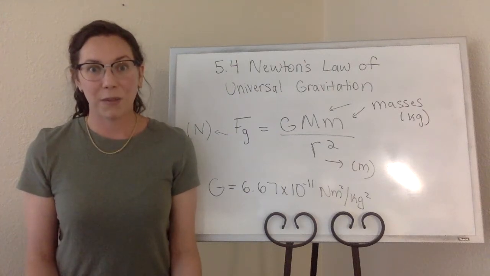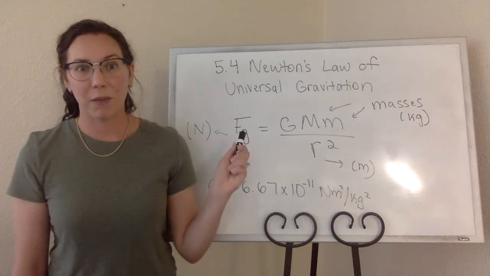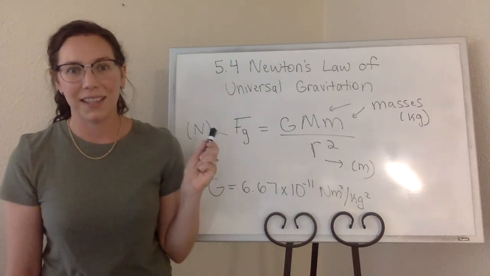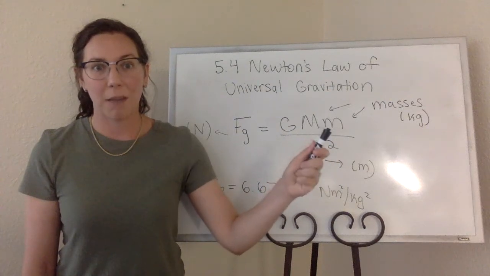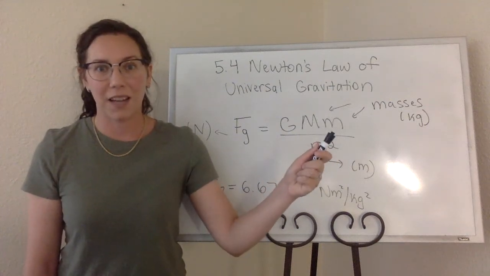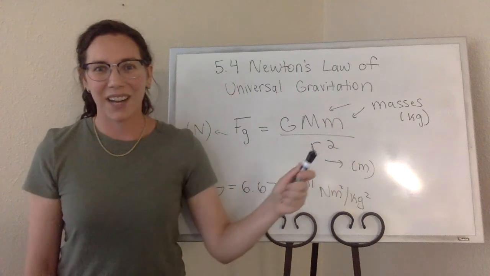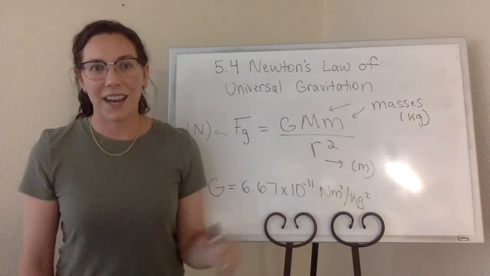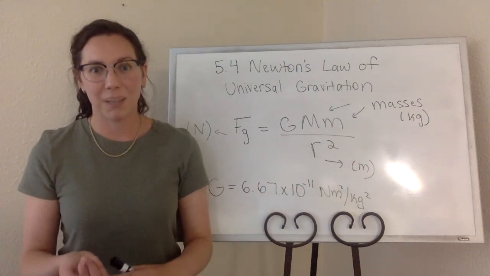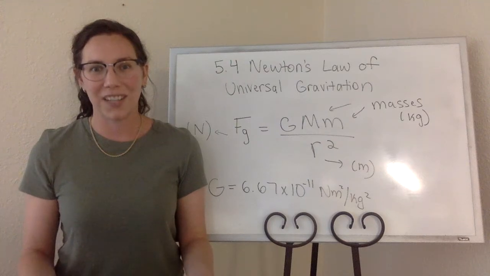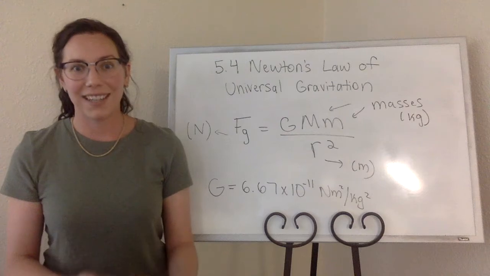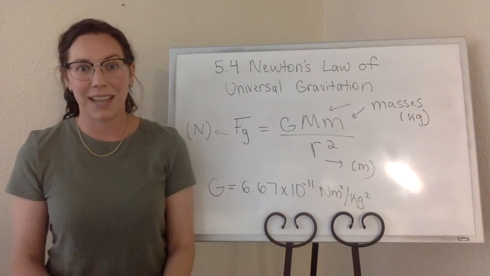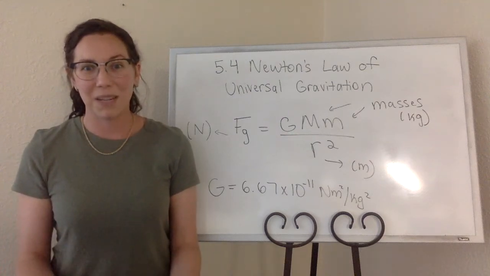And Newton's law of universal gravitation is here. We have the force of gravity, Fg in newtons, equals G M m, these are the two masses of the objects, one I've labeled capital M and the other lowercase m, in kilograms, over r squared. And r is the center-to-center distance between the two objects, and that's measured in meters. G is called the universal gravitational constant, and it's 6.67 times 10 to the negative 11 Newton meters squared per kilogram squared.